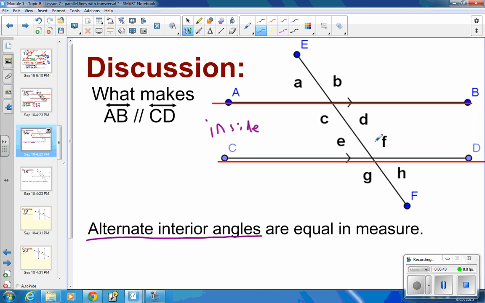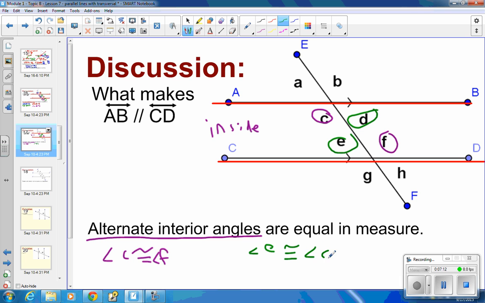Alternate means opposite sides. So angle C and angle F would be congruent. They're on alternate sides and inside. So angle C is congruent to angle F. And likewise, angle E would have to be congruent to angle D. So angle E is congruent to angle D. And those are alternate interior angles.